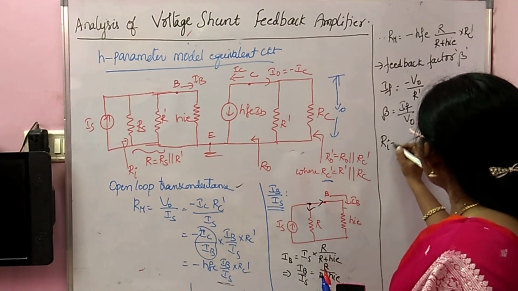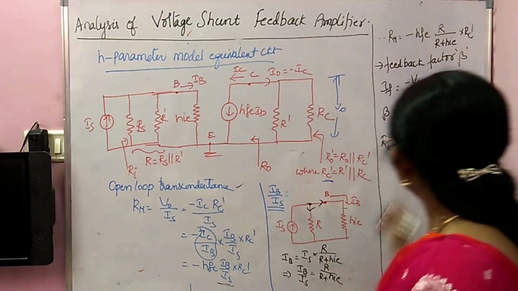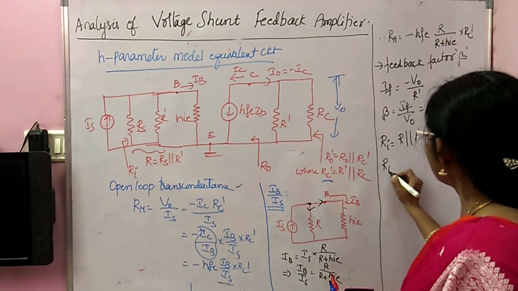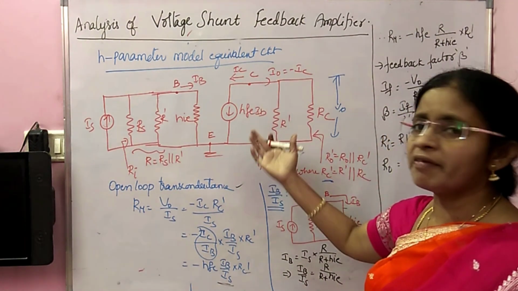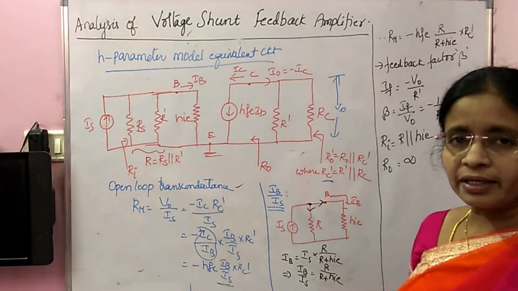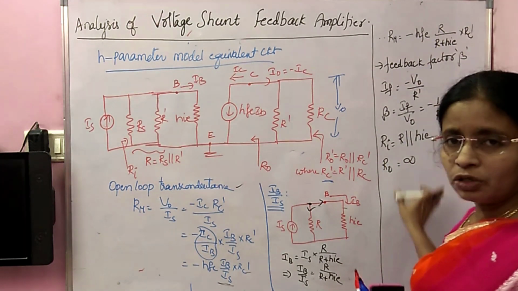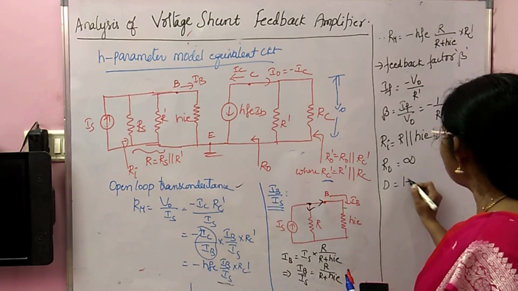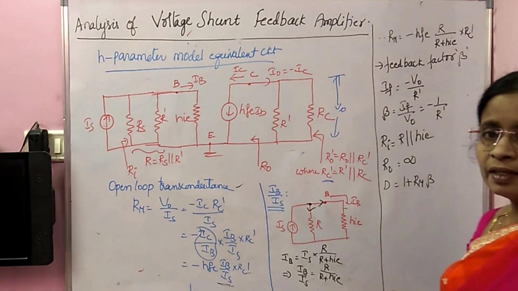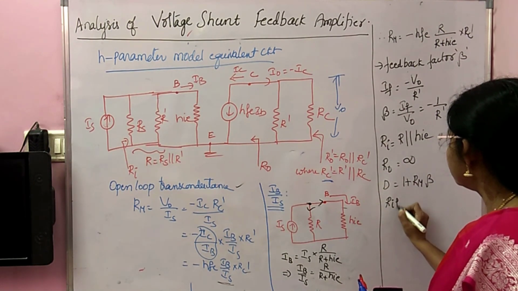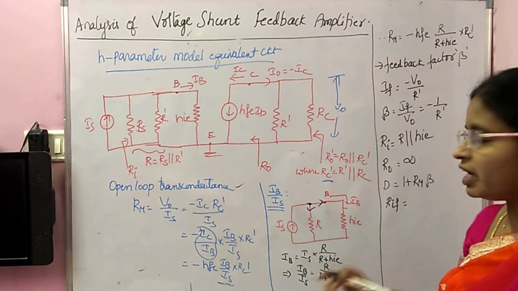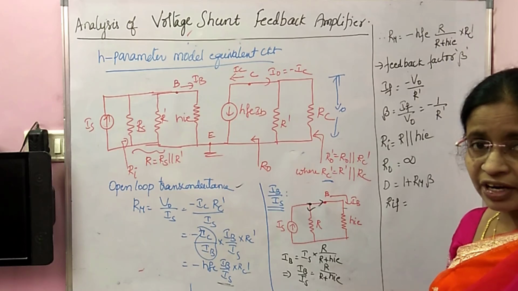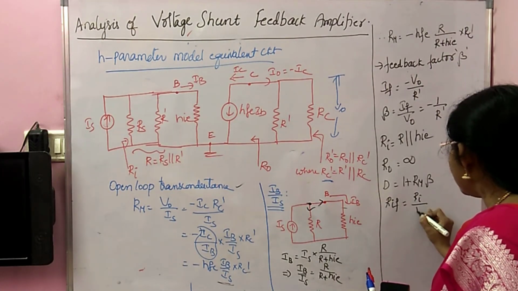Next, you must go for Ri. You can write it as R in parallel with HIE. Then R0. Since at the collector you don't have any resistor, R0 becomes infinite. So now we've got all the required things. Then we have to go for the desensitivity D, 1 plus Rm beta. Then what is RIF, the input resistance with the feedback? Because it is a shunt mixer, with the shunt mixer, input impedance decreases. So it becomes Ri by D.